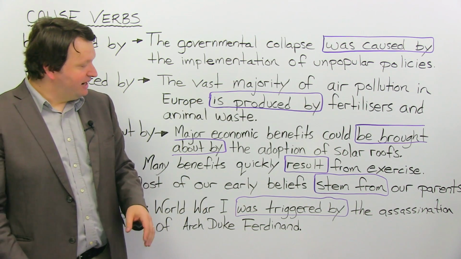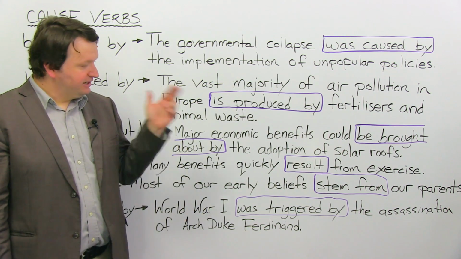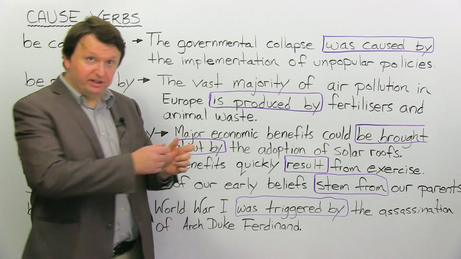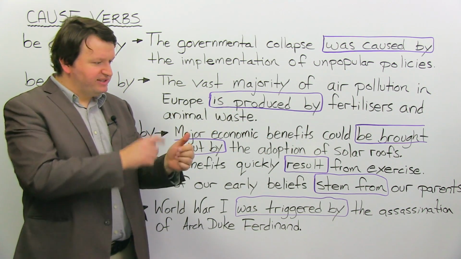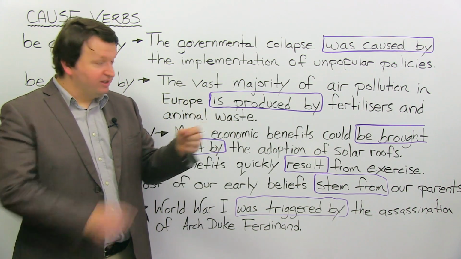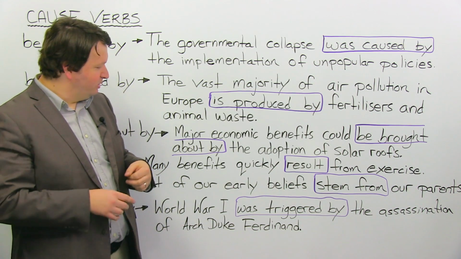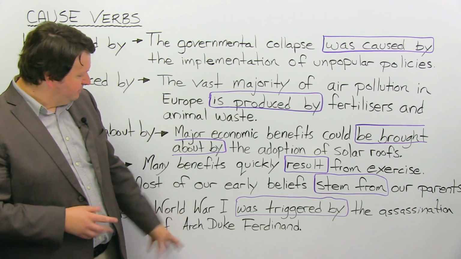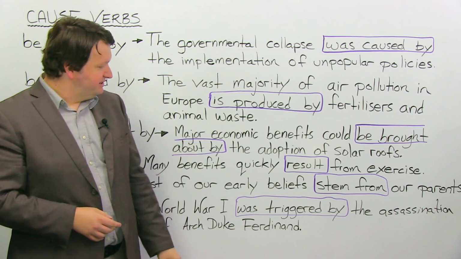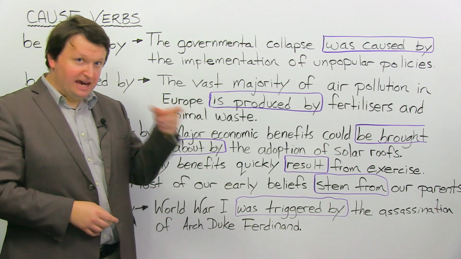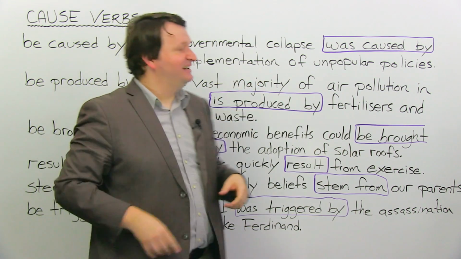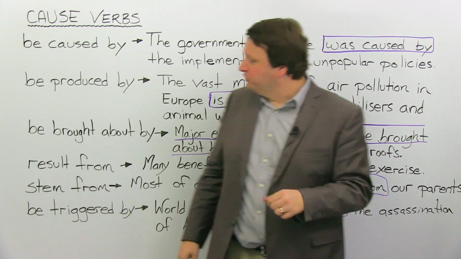So was triggered by. Think of a gun, and a gun has a trigger. When you pull the trigger, the bullet goes, okay? So what was the bullet that caused this thing? What caused the bullet to fly? In this case, the bullet being the beginning of World War I. The trigger is the assassination of Archduke Ferdinand. That pulled the trigger that allowed the bullet to fly towards the beginning of World War I.